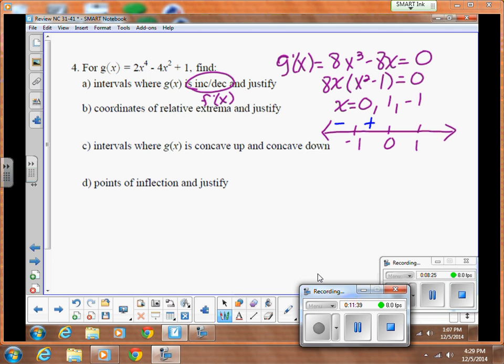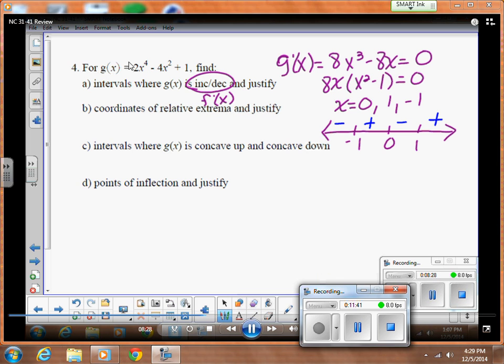And in order to test these values, whatever value I pick, I have to plug back into the derivative. We don't plug back into the original. The original is to find values. To figure out if it's positive or negative within those intervals, I need to plug back into the derivative.